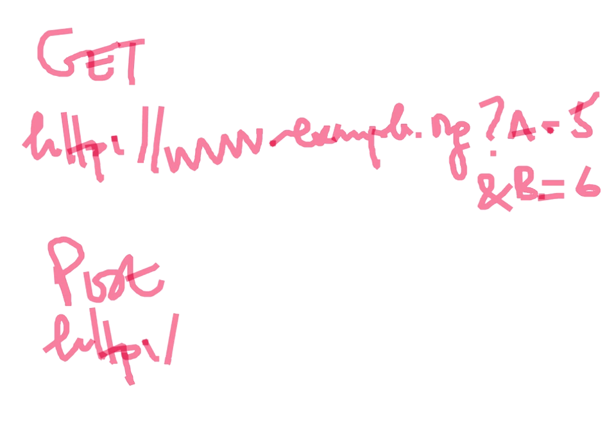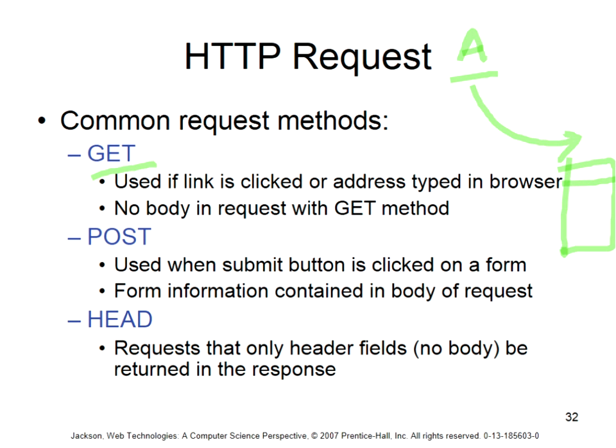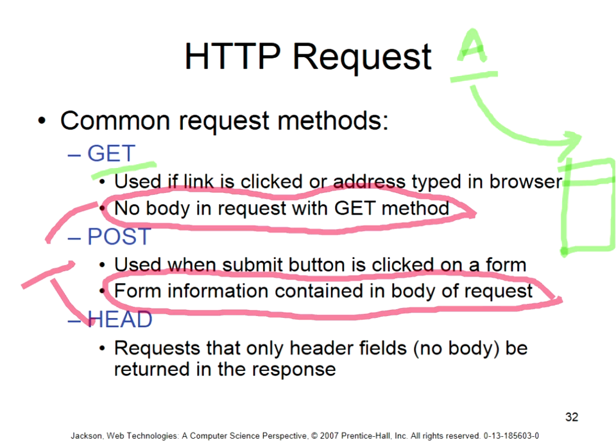In the first one, when we use GET, the request will be like this: http://www.example.org, and after that A equals 5 and B equals 6, etc. But in POST, we will find http://www.example.org, but without the attributes A equals 5 and B equals 6. So the difference between GET and POST: in GET, there is no body in the request. But in POST, the information is contained in the body of the request. This is the difference.